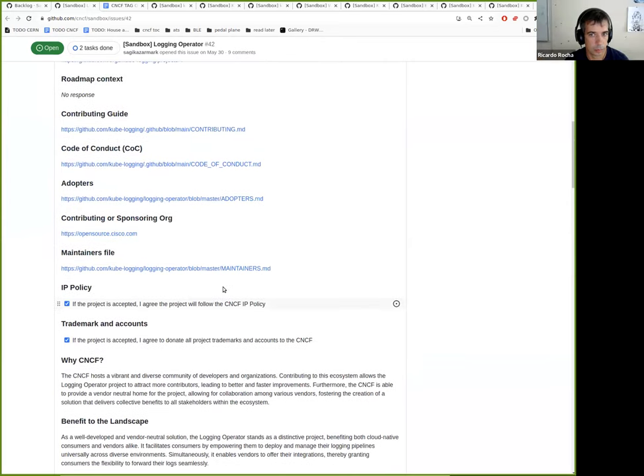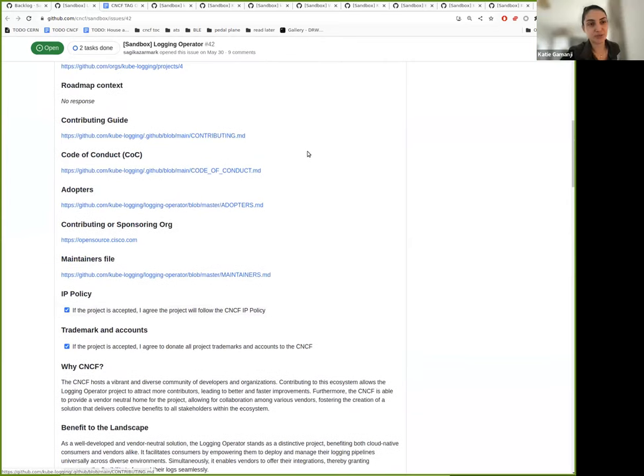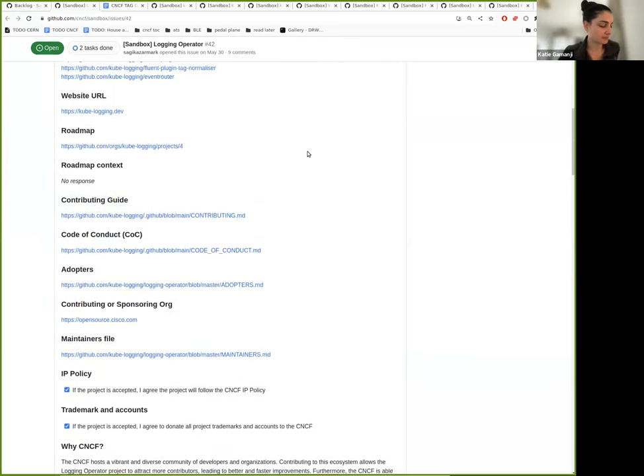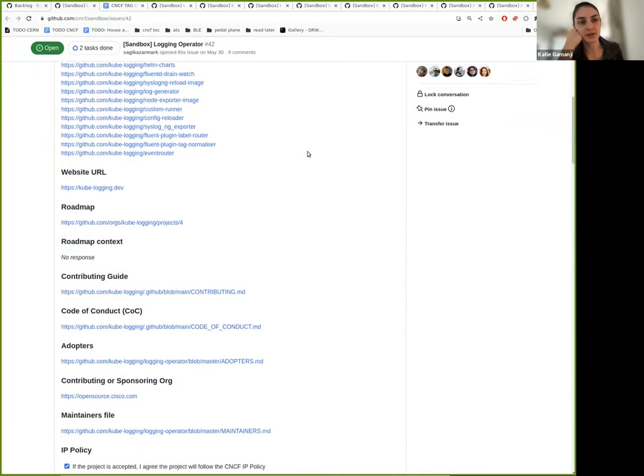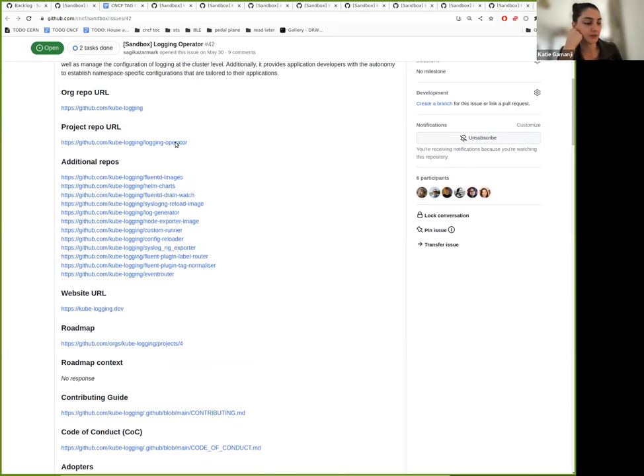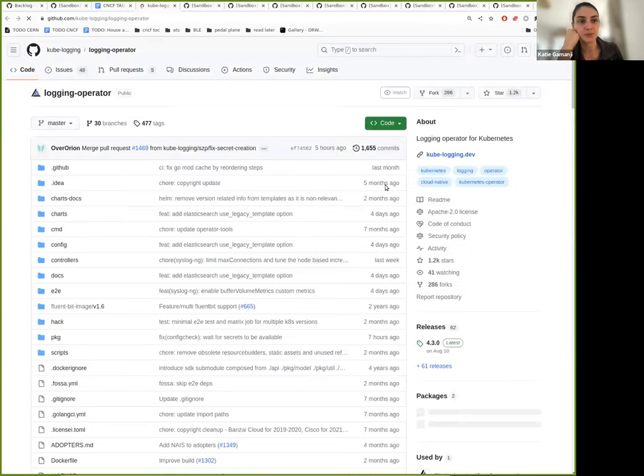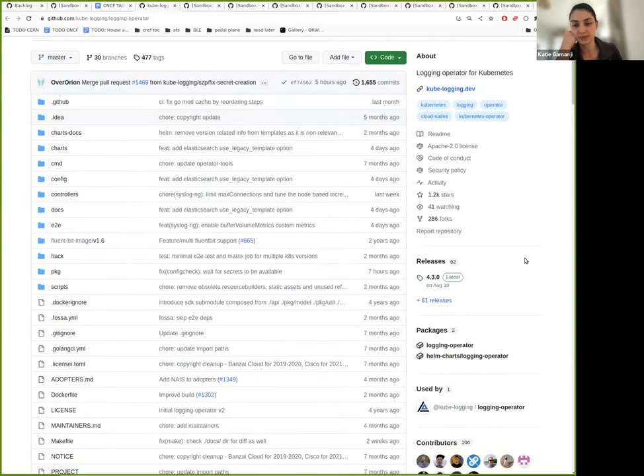Perhaps the question is why not incubation? When I was looking at the contributions, it seems like there is one main maintainer that prevails throughout time. We don't have many consistent contributions from other maintainers, so hopefully.